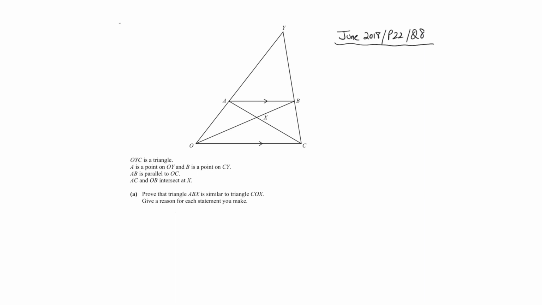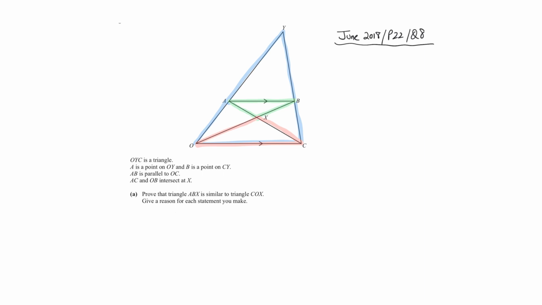Alright, so in this question, OYC is a triangle given to us. A is a point on OY and B is a point on CY. AB is parallel to OC and AC and OB intersect at X. The question says prove that the triangle ABX, which is this, ABX, is similar to triangle COX, COX.